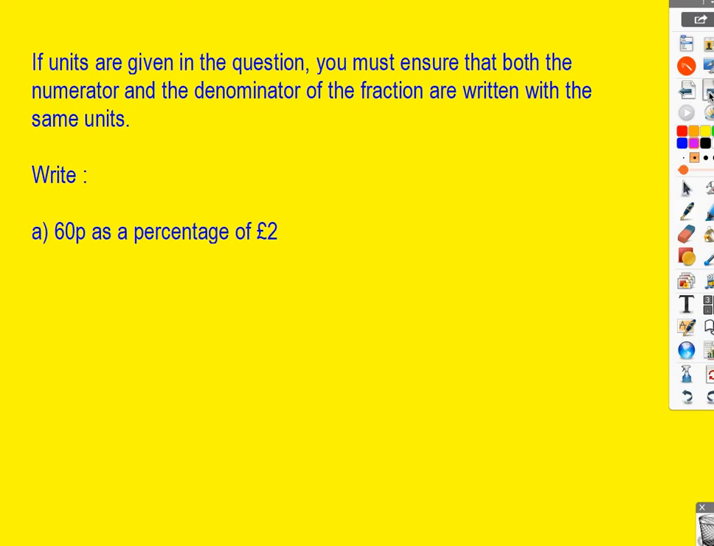Now, I would always suggest you go for the smaller unit, because if you go to the larger unit, you're going to have decimal values. And to try and avoid that, let's go to the smaller unit. So the smaller unit here being pence. Pence is smaller than pounds. So I will keep 60 pence as it is, but the £2 I'm going to change to pence, so that's going to be 200 pence. To change pounds into pence, we need to multiply by 100.